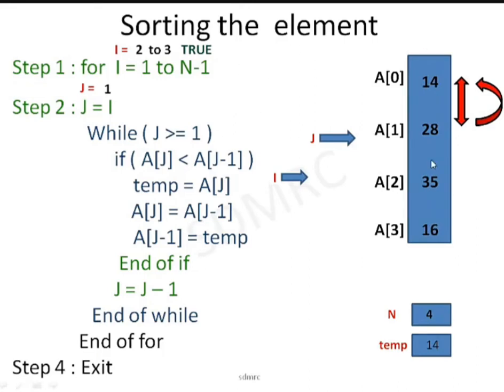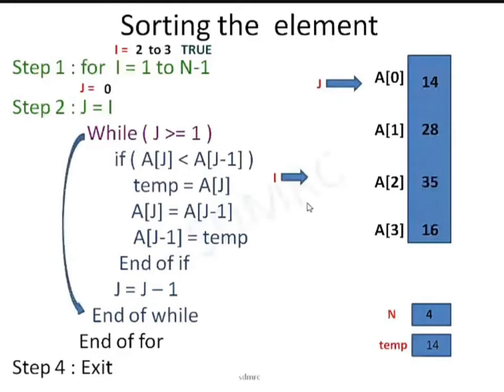So at the second pass, 14 was here. It has been inserted at the appropriate position. This is the exact location between these three elements. At the end of if, j is equal to j minus 1, 1 minus 1 is equal to 0. While condition 0 greater than or equal to 1, false, end of while. So second pass is finished. After the second pass, these three elements are in sorted order.